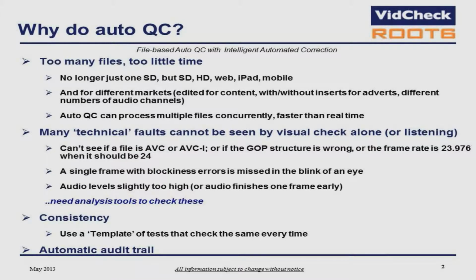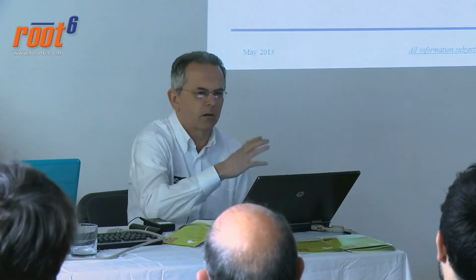The next reason is it's different with file-based media compared with a live stream like an SDI stream. Some of the technical faults that could be wrong with a file you just cannot see. If you're just looking at a screen, you can't see if a file is H.264, or VC-1, or MPEG-2. You have to use another tool to find out what's in the file. Perhaps you could use something like MediaInfo, but then it relies on someone opening the file with some sort of tool and saying, yes, this is the right format, and then comparing with what's required. Again, it's a bit of a manual task.